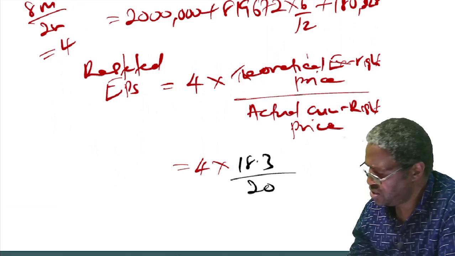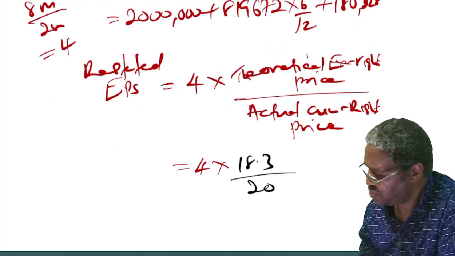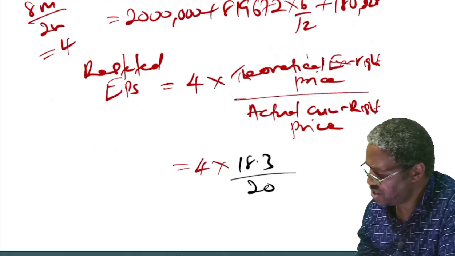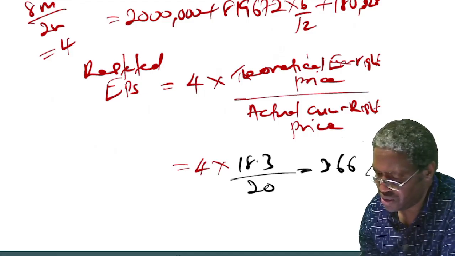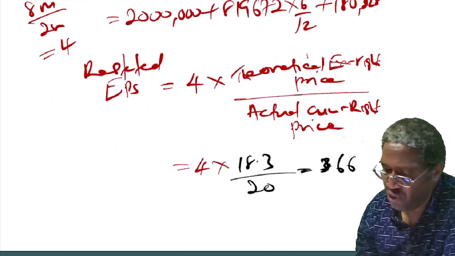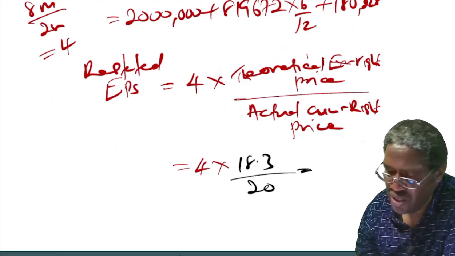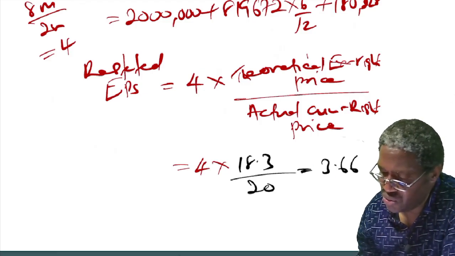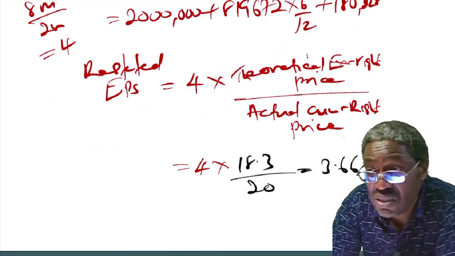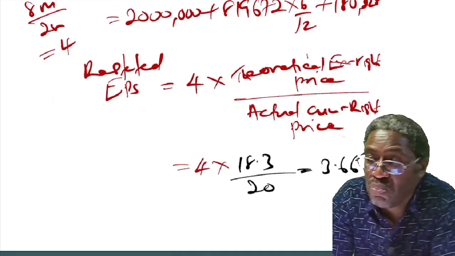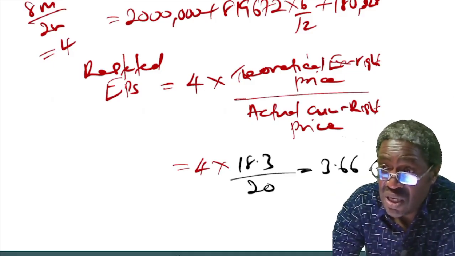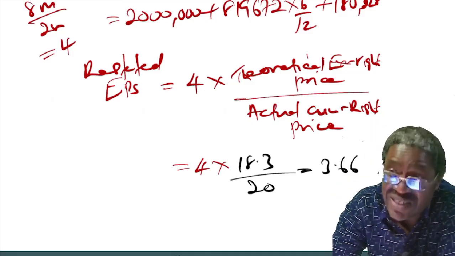Let me calculate it. It was 4 times 18.3. I divide that by 20. I'm getting something like 3.66. So it was 4 shillings last year, but now the restated one comes to 3.66. Okay, good. So now you know how to compute the restated EPS if we had a rights issue.